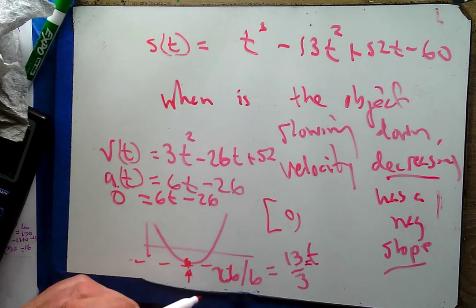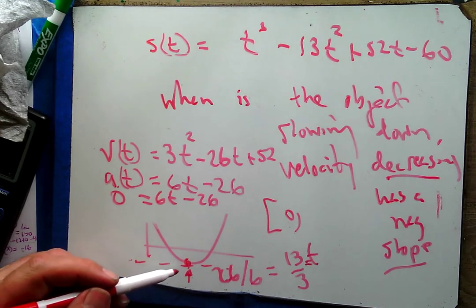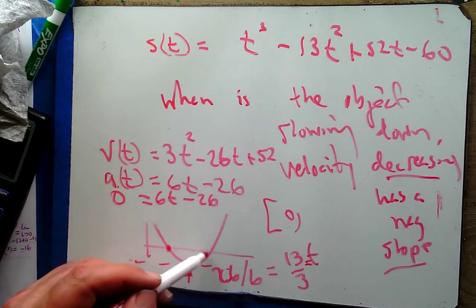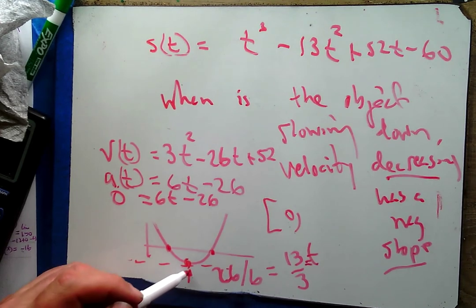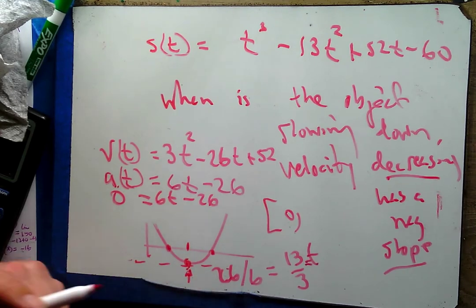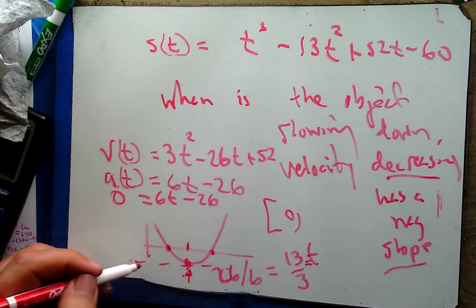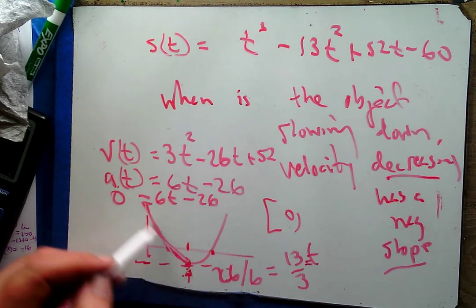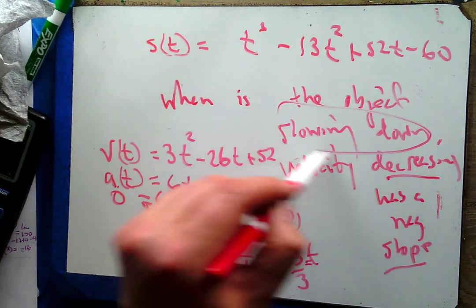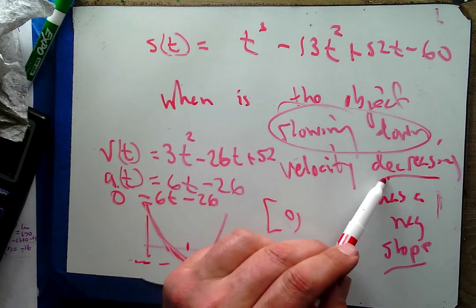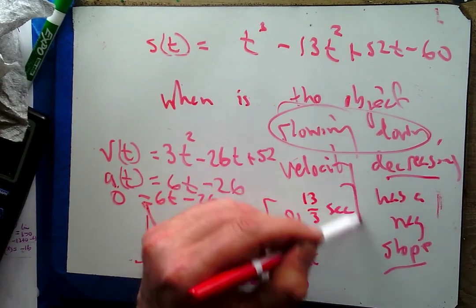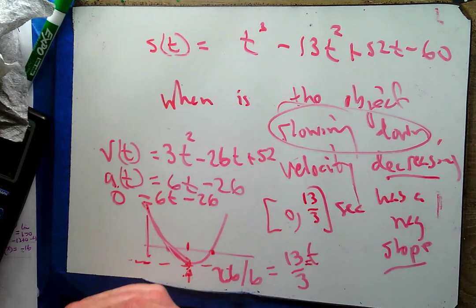At t equals 13 over 3, the object doesn't stop moving and change direction. At this point, we're moving to the left fastest. Okay. It's the most negative velocity on the graph. I'm looking for wherever I have negative slopes to say the object is slowing down. The object is slowing down when velocity is decreasing. Velocity is decreasing on 0 to 13/3 seconds. So I want to do that. Okay?